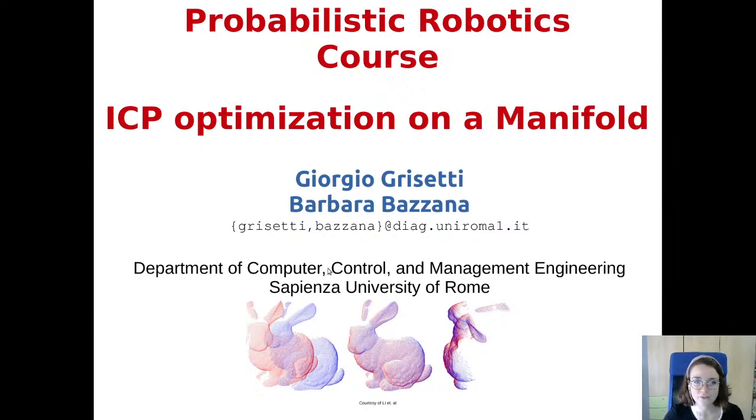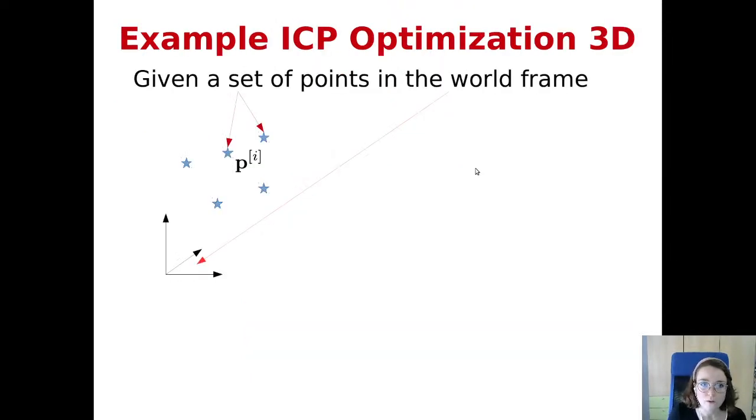So, good afternoon everybody. In this lesson we will address ICP on a manifold in 3D. So the statement of the problem is the following.